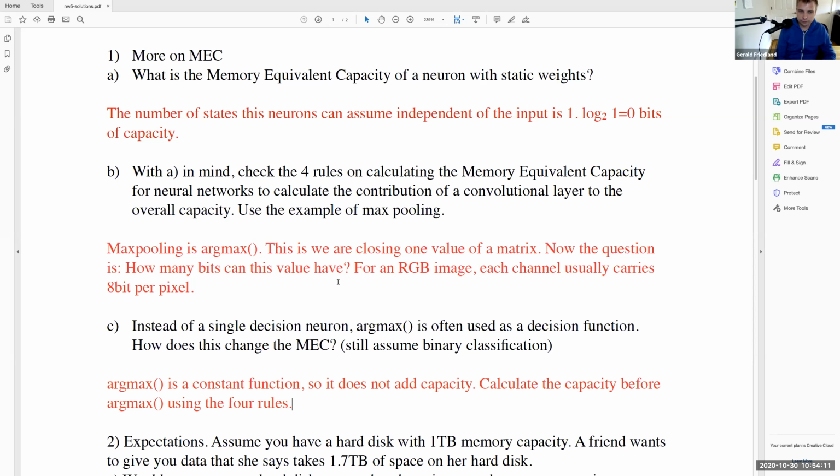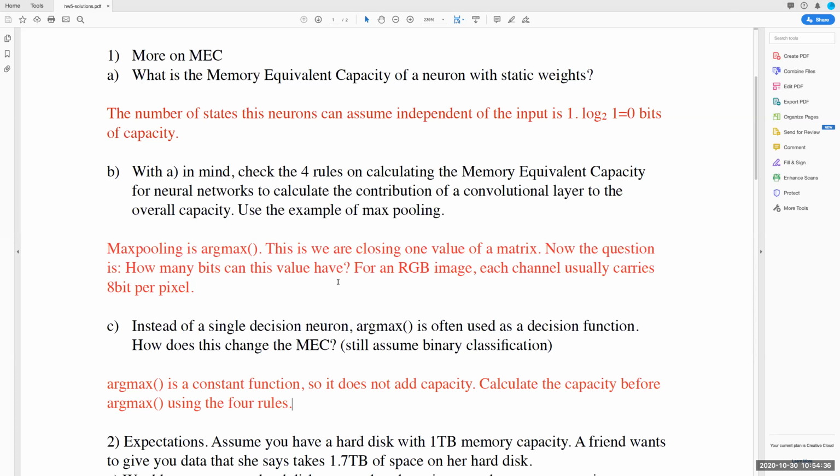And that's what it is. Now, if you're training the convolutional layer, then we would have to take a look at the number of functions that particular neuron, or each particular neuron in the convolutional layer, can actually assume. But that depends on how you train a convolutional layer, right? Does that make sense?